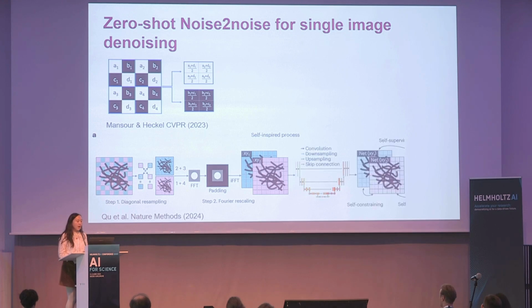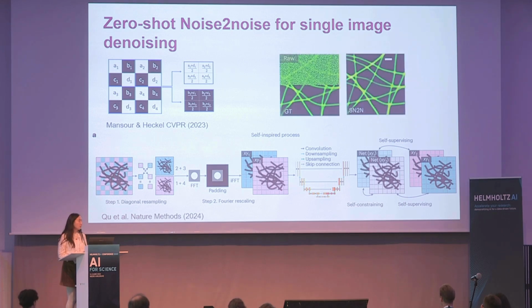Then they train a UNet, and that actually does the denoising. It works for these super-resolution live cell images. You can see the low-quality image and the ground truth, and after denoising, it seems to work pretty well.